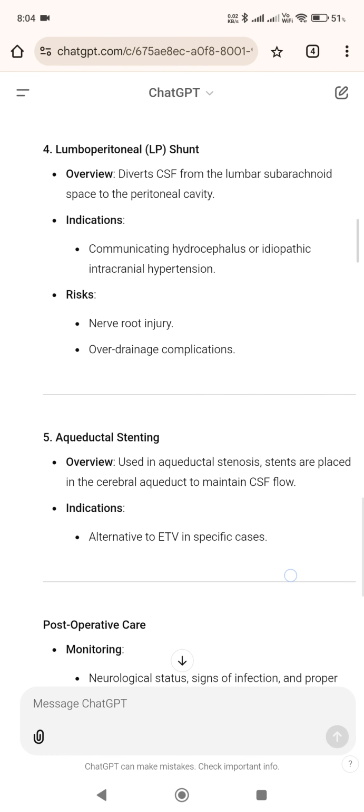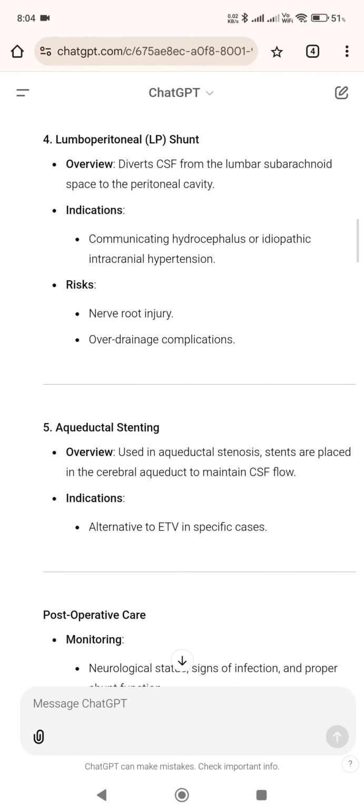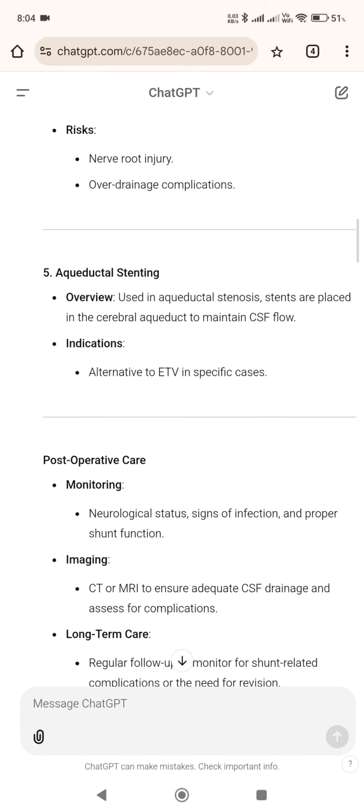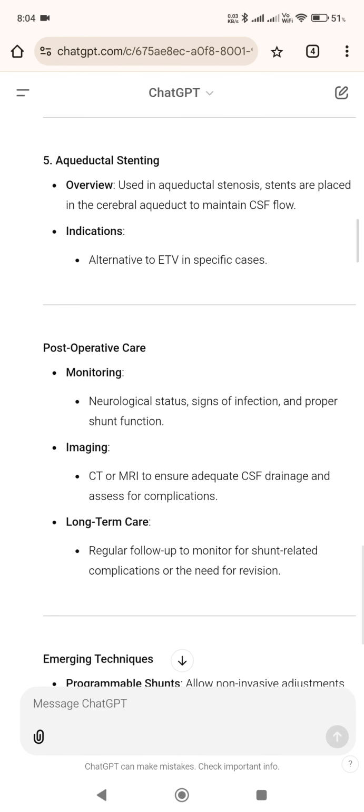4. Lumboperitoneal shunt. Overview. Diverts CSF from the lumbar subarachnoid space to the peritoneal cavity. Indications. Communicating hydrocephalus or idiopathic intracranial hypertension. Risks. Nerve root injury. Overdrainage complications.